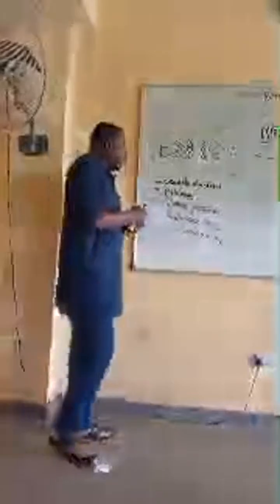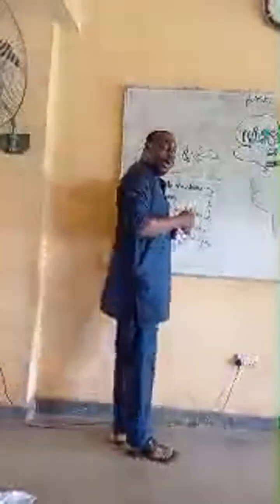Now, if you would agree with me, three of these structures are called what? Input nuclei. We call it the corpus striatum.